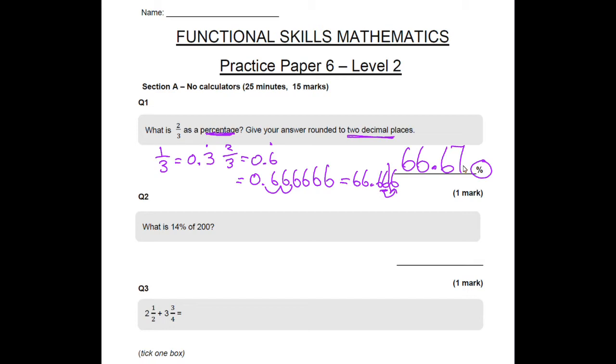Question 2. What is 14% of 200? Well, our 10% rule says that it's worth 20. Now we use our 1% rule. Again, divide by 10 gives us 2. We haven't got 1%, we've got 4%. So multiply it by 4 and we end up with 8. So our 14% is made up of our 10% and our 4%, which is 28. So the answer on the answer line is 28, and that's worth 1 mark.